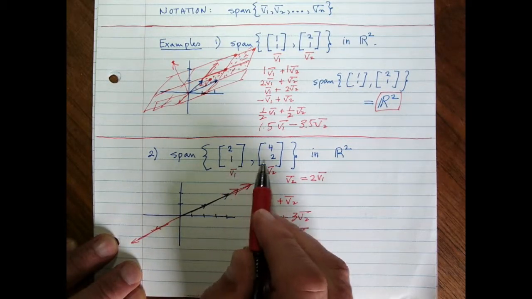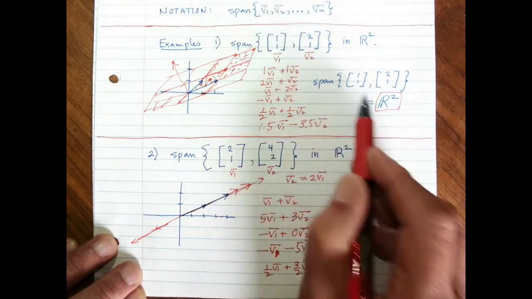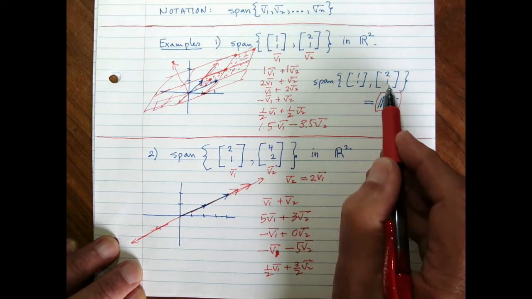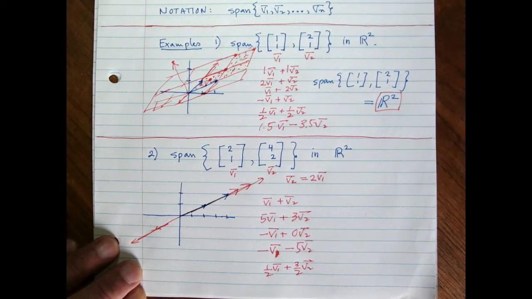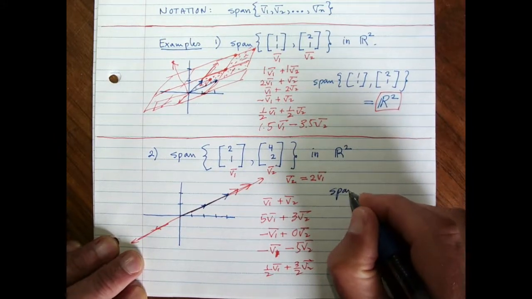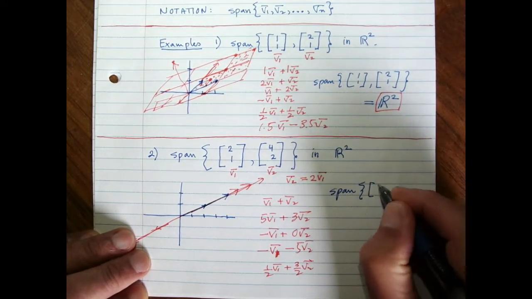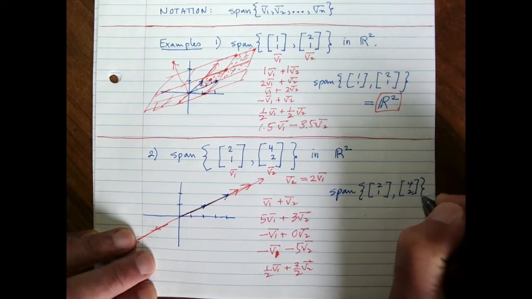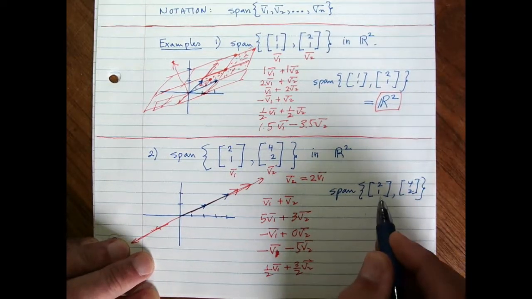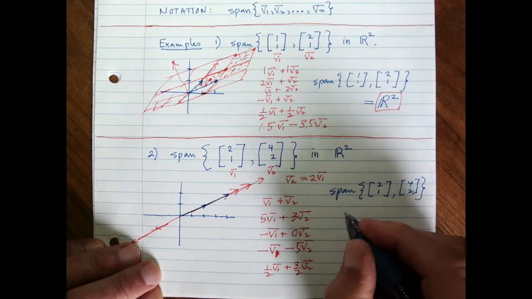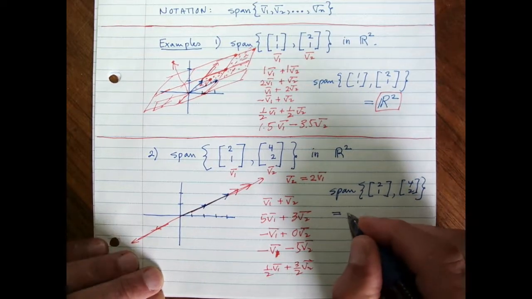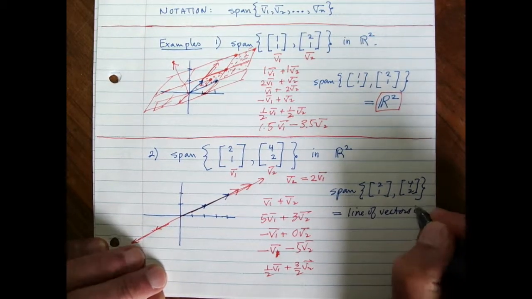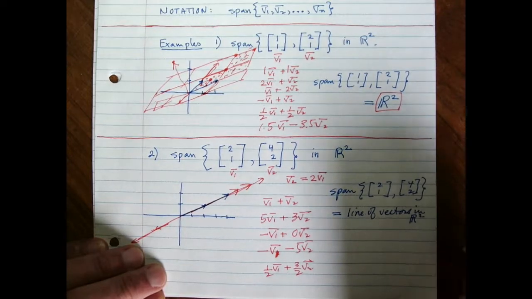So the span of these two vectors is very different from the span up here, where we can get every single vector in R2 from the span of these two. The span of these two is limited, right? And it is because they were related to begin with, right? It is equal to a line of vectors in R2. So it's not all of R2.